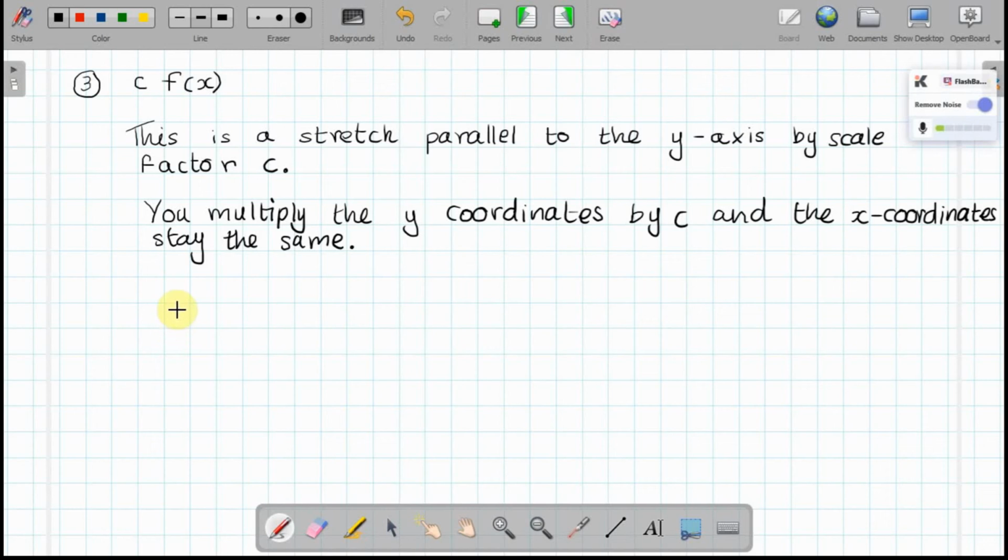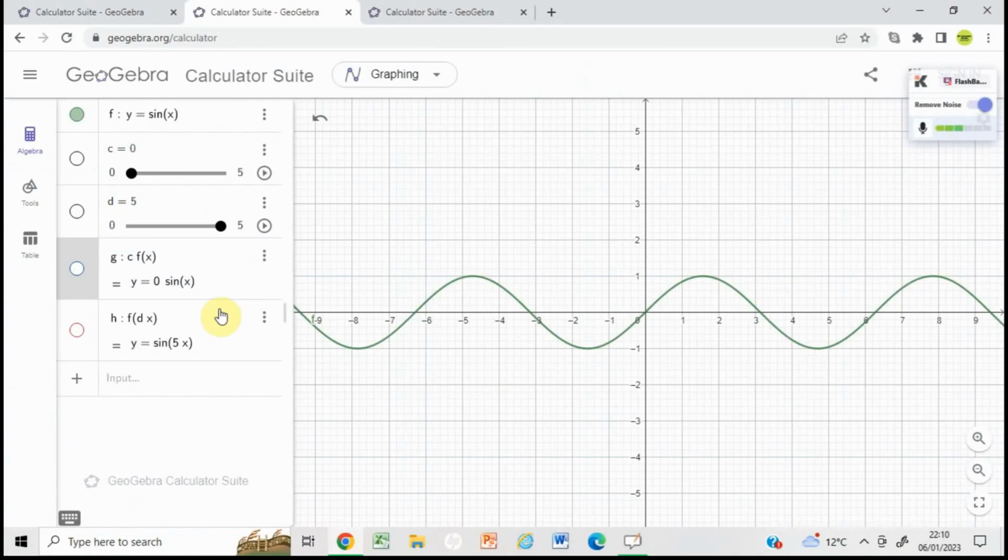So in this kind of stretch, it's as if the graph is being pulled towards the top and the bottom at the same time. Let's see how this would look for a positive value of c. Here we have the graph, the green one, of y equals sine x. Now we shall see what happens as the value of c increases. So we're going to plot c f of x.